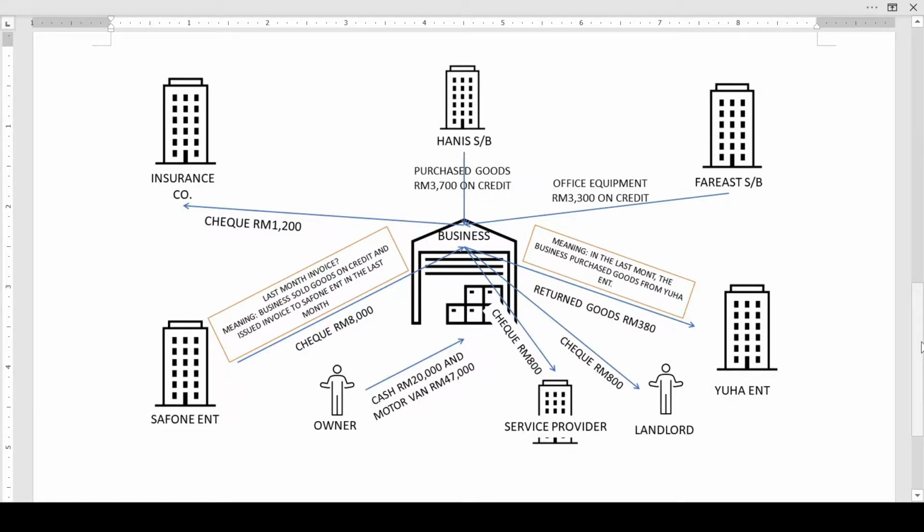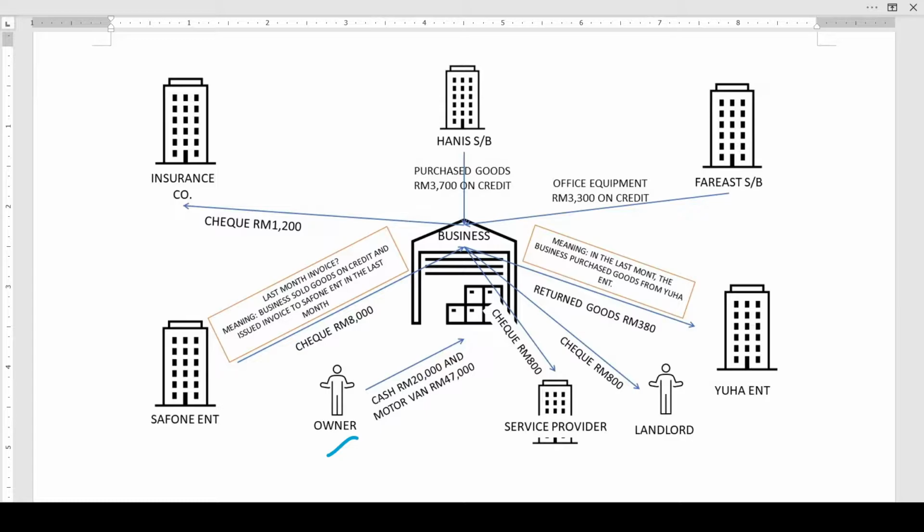So what happened here when cash RM 20,000 and motor van 40,000 were brought into the business? When you prepare the record, you have to put yourself in the business perspective. You are the business, you are recording for the business. So instead of looking at the owner, we are recording on the business part.